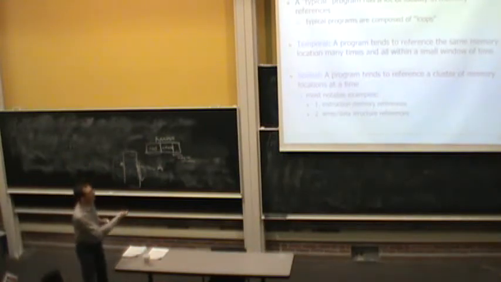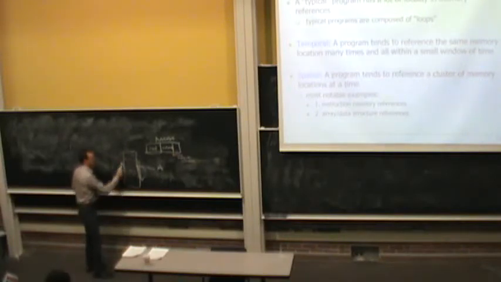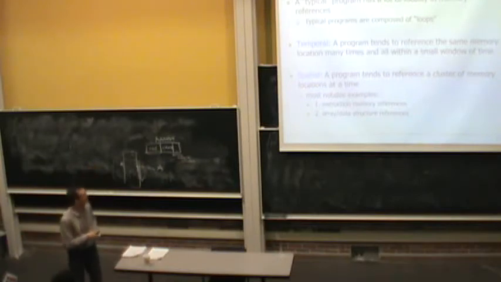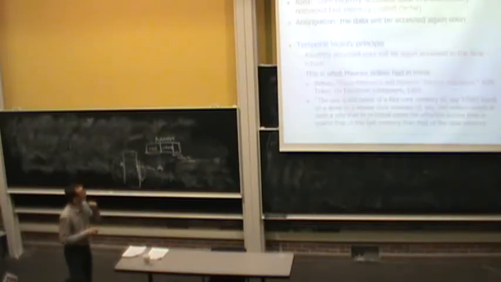Similarly for array references, right? If you're traversing through an array, again, you have good spatial locality. What you're going to reference is what is next in the address space.